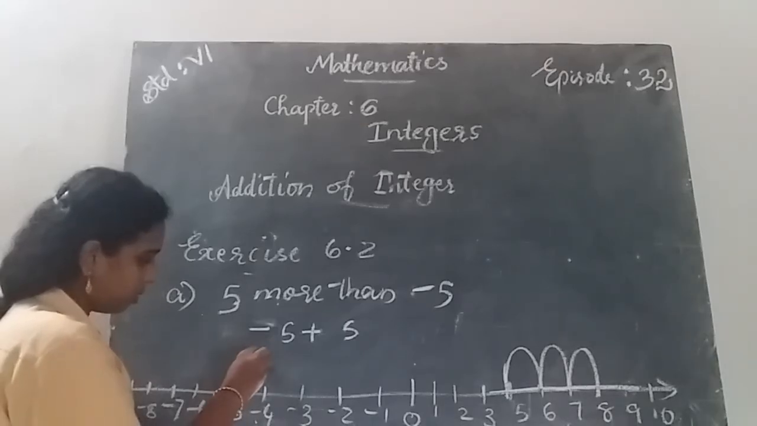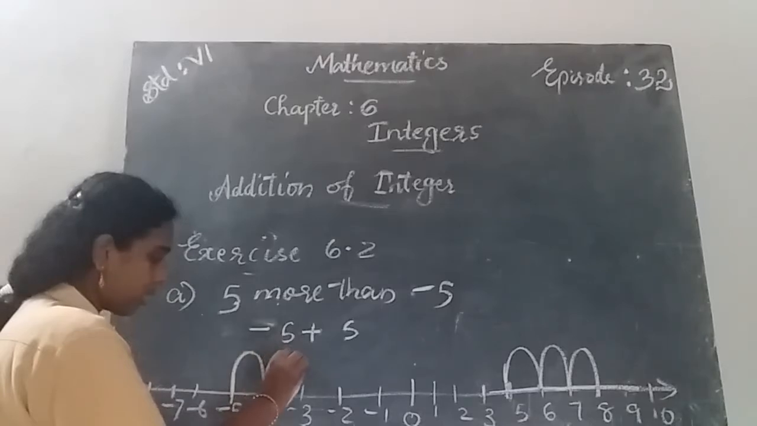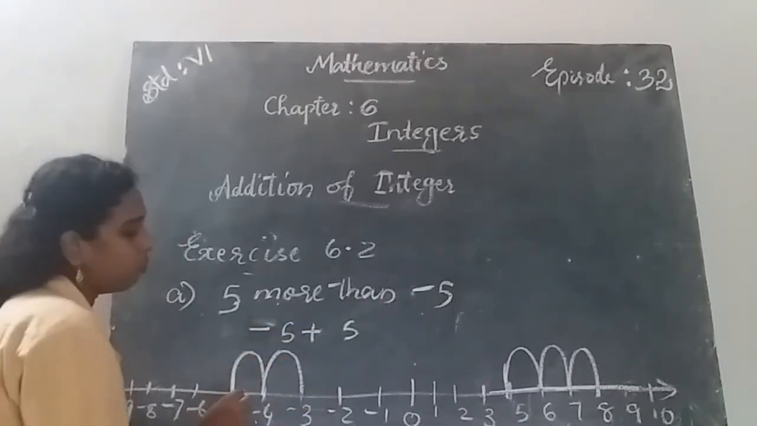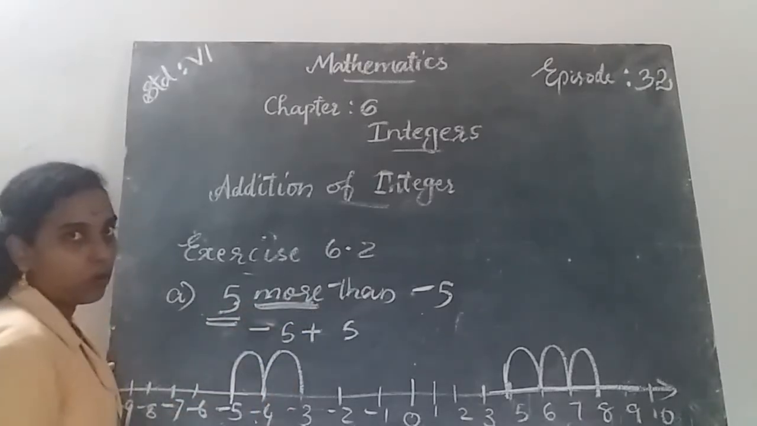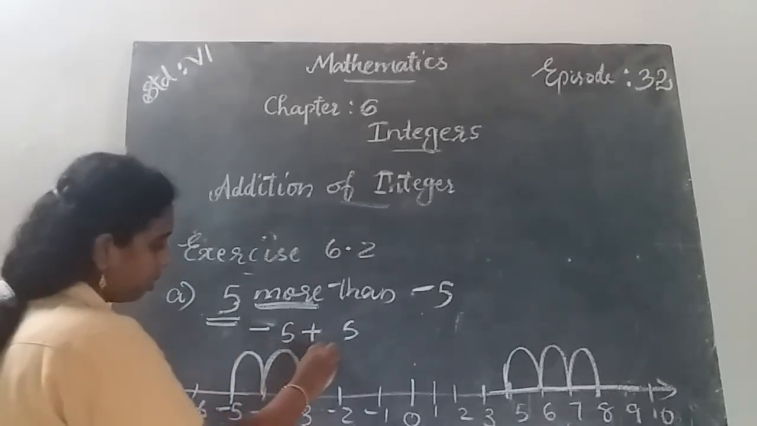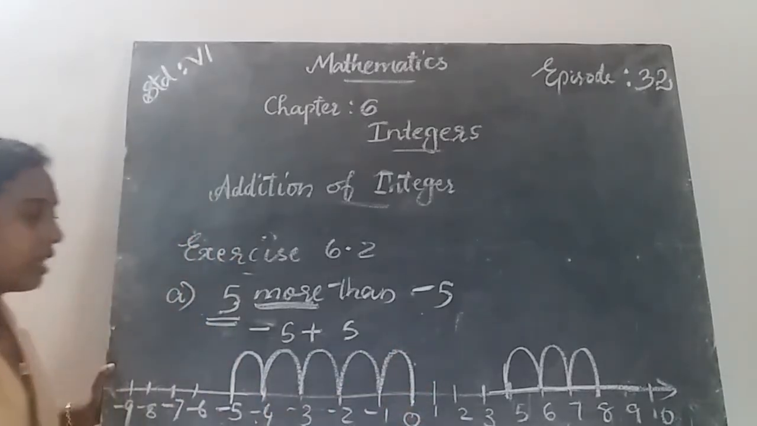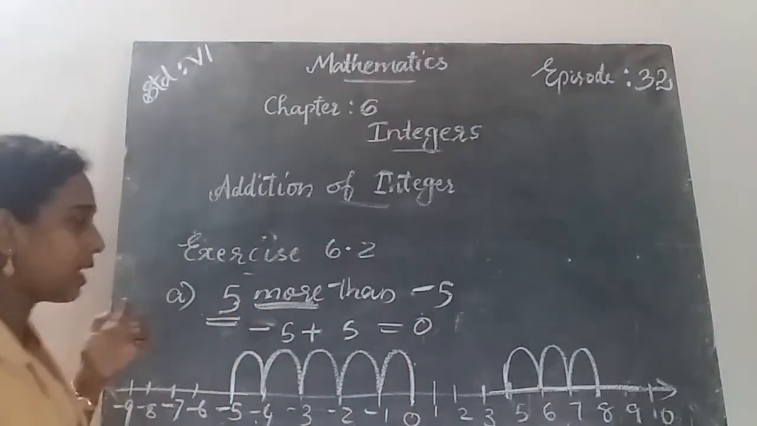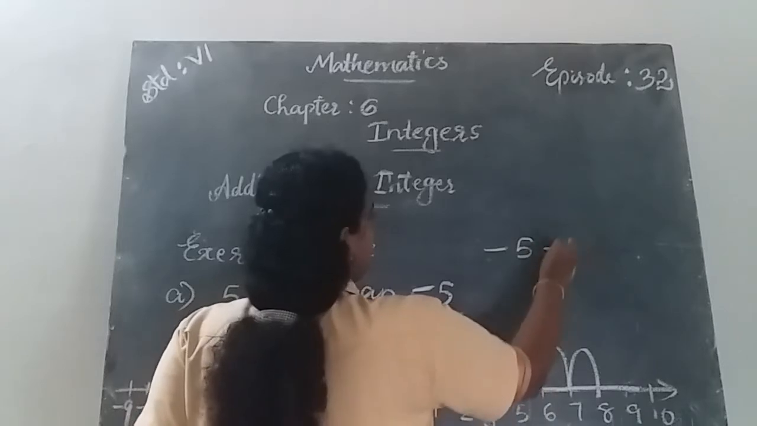For addition we move to the right of the number line. So we start from -5, then we move 5 steps to the right of the number line, for finding the more than, or addition. So 1, 2, 3, 4, 5. Then we reach 0. So the answer is 0, or simply -5 plus 5.